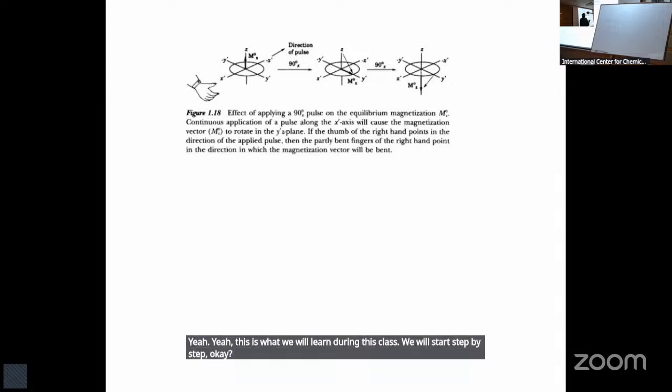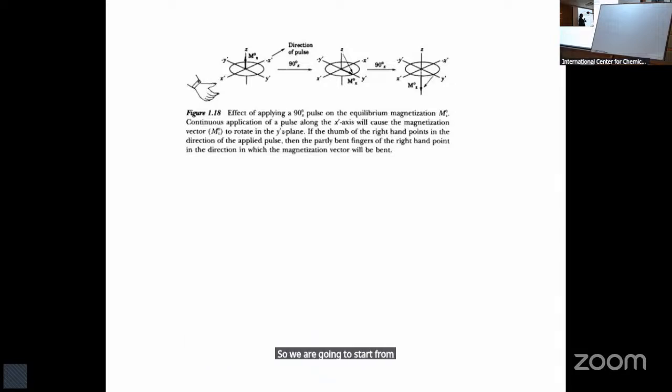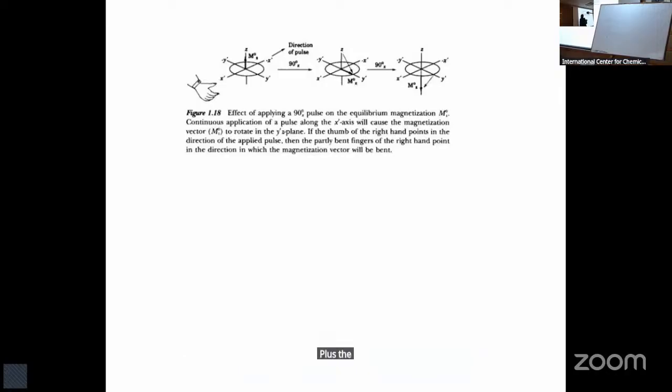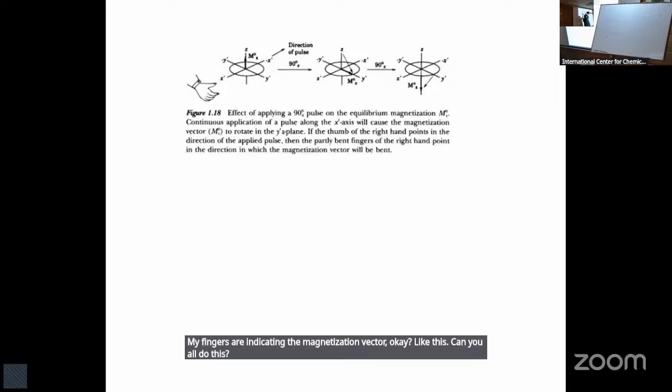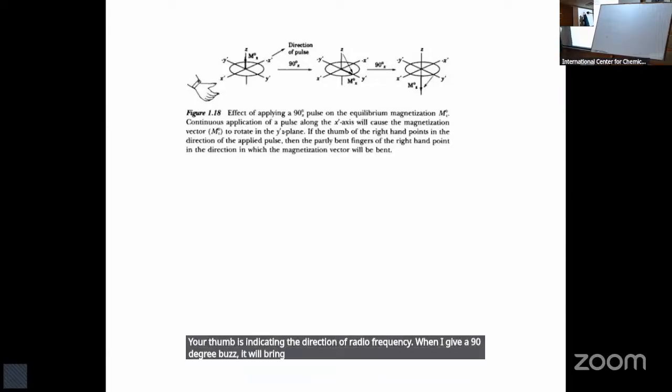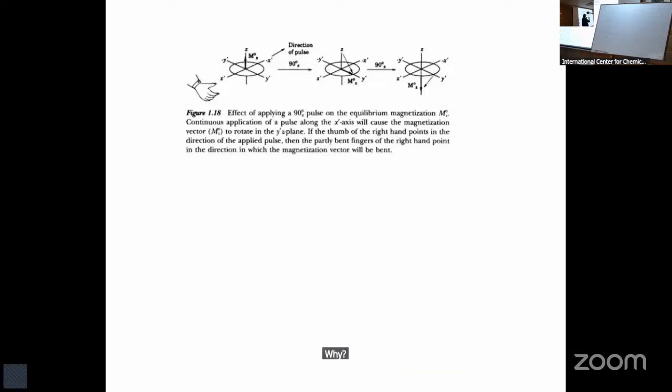Okay. So we are going to start from the 90X pulse, and your magnetization vector is present at the plus Z position. This is the direction of your radio frequency, and my fingers are indicating the magnetization vector. Can you all do this? Your thumb is indicating the direction of radio frequency. When I give a 90-degree pulse, it will bring the magnetization vector to Y, because the difference between Z and Y is 90 degrees.